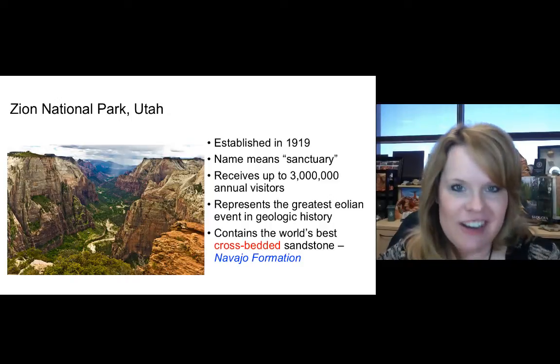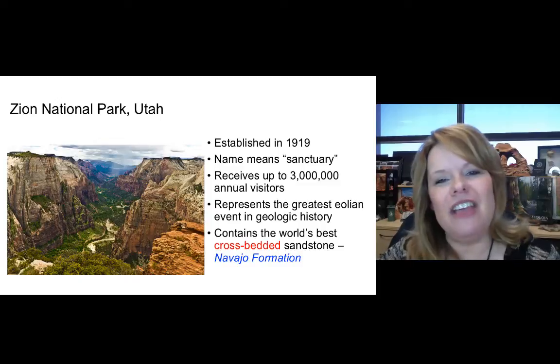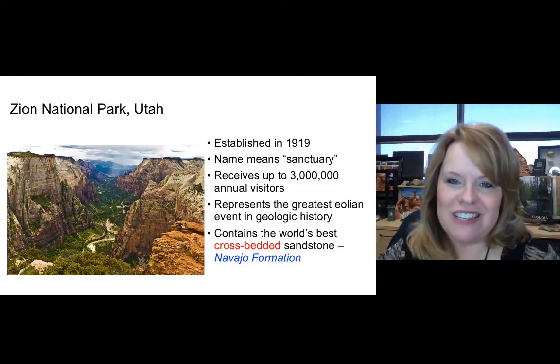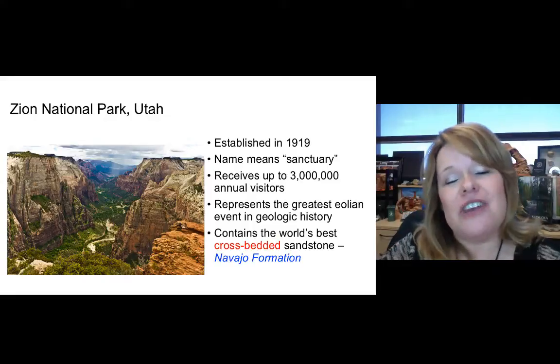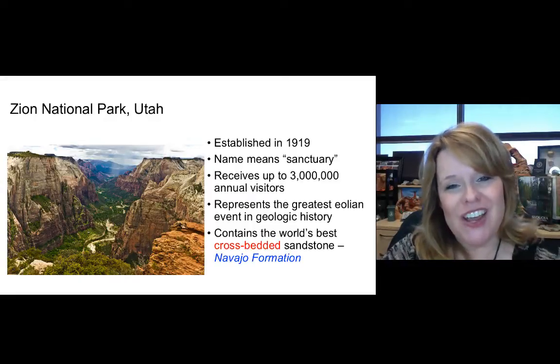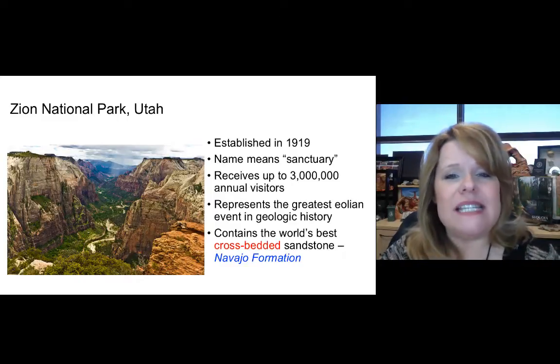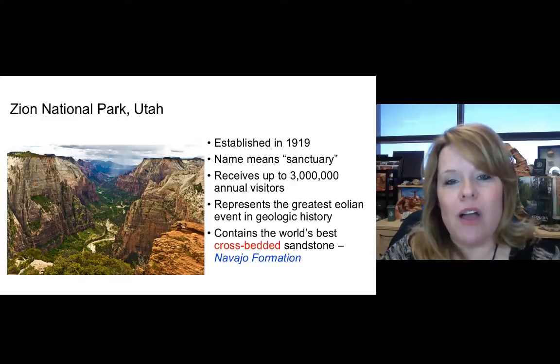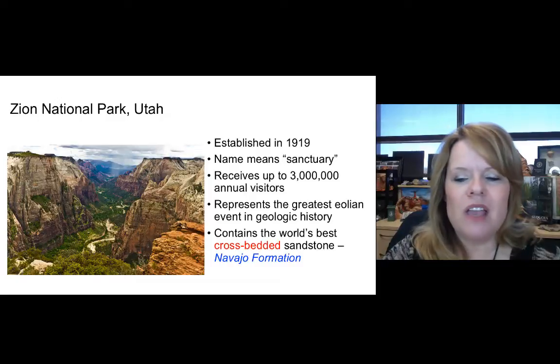My personal favorite is Zion National Park. Will win my top prize any day. I think it's the best kept secret of the national park system. It was established in 1919. And its name actually means sanctuary, kind of a fun tidbit. Receives over 3 million visitors per year, and that number is rapidly rising. It's become more and more well known as people visit it and talk about the amazing hikes and the beauty of the sandstone. It's pretty incredible.